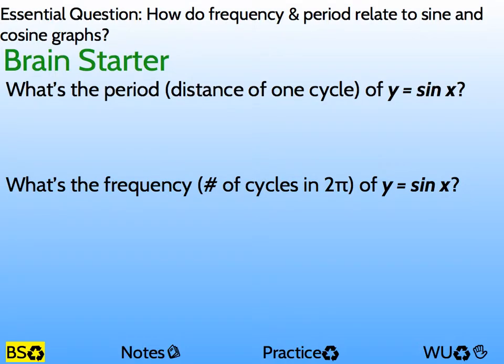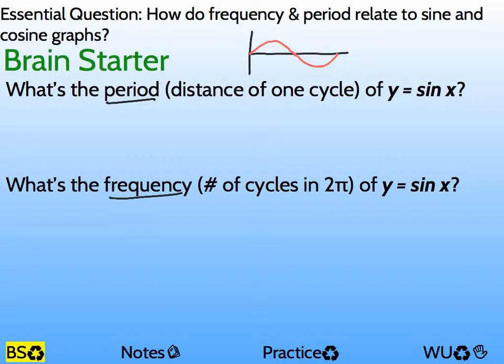The Brainstarter deals with the basic grasp of the sine function, and it introduces two new vocab terms, period and frequency. So real quick, I'm going to sketch the sine function at the top. Remember, it starts at 0, goes up to 1 at pi over 2, hits 0 again at pi, goes to negative 1 at 3 pi over 2, and then at 2 pi goes back to 0.